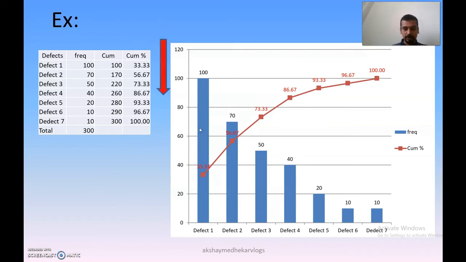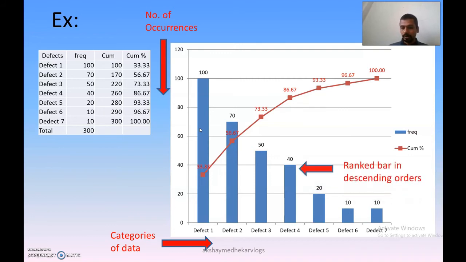What are these? This is the number of occurrences, how many times it occurs. These are the categories of the defects; we need to capture the defects on this x-axis. These are the ranking bars in descending order, so we also need to arrange this data in descending order, largest number on top coming down to the smallest number, and this is the cumulative percentage curve.